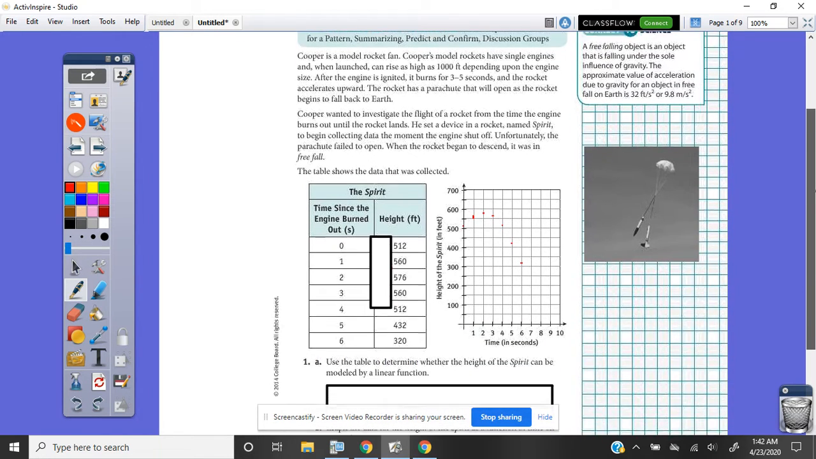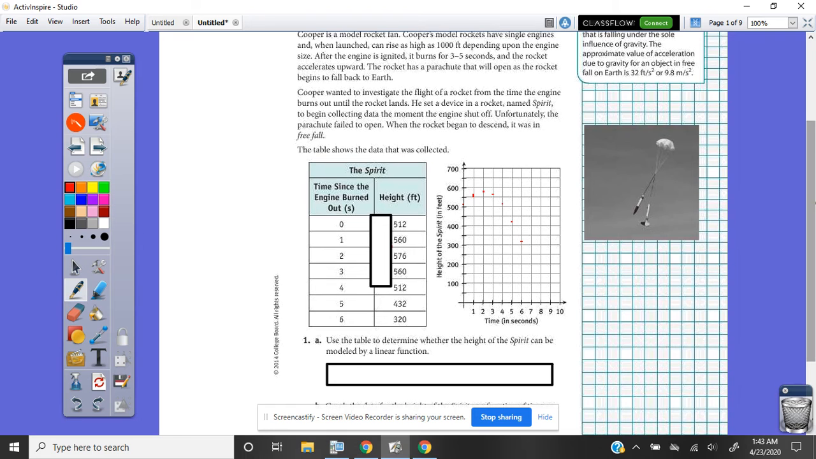All right, so look at our table. It gives you the time since the engine burned out and the height. Time is in seconds, height is in feet. Question number 1A asks you to use the table to determine whether the height of Spirit can be modeled by a linear function. So what do you know about a linear function? Remember, linear means it has to have a constant rate of change. As we look at our time column, each of those are increasing by 1. So from 0 to 1, 1 to 2, 2 to 3, 3 to 4, and so on. These all have an increase of 1.